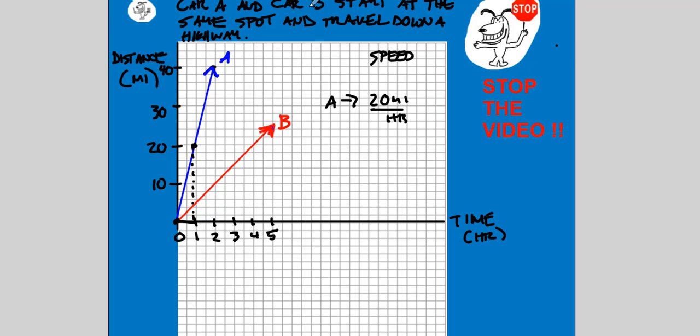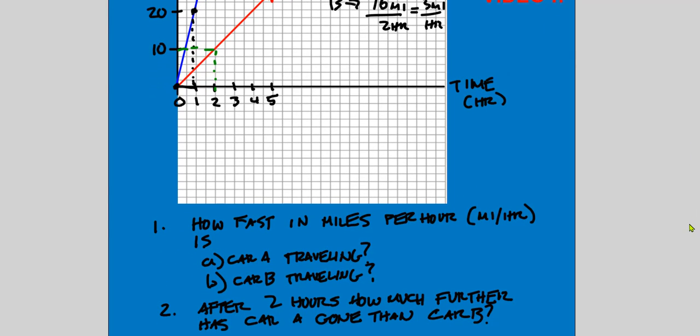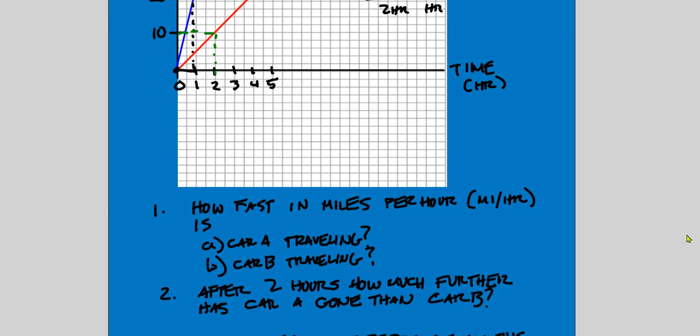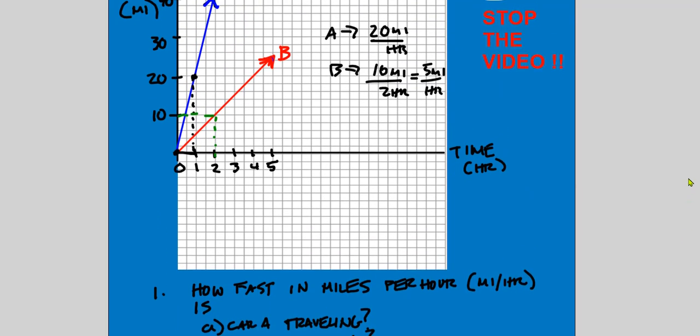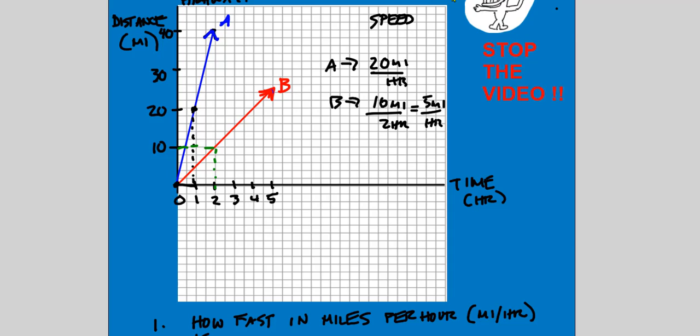B, it looks like in 2 hours, B goes 10 miles. So 10 miles per 2 hours gives a unit rate of 5 miles per hour. So that's the result of question 1. Question 2, after 2 hours, how much further has car A gone than car B? So after 2 hours, how much further has car A gone than car B? So stop the video and answer that question.